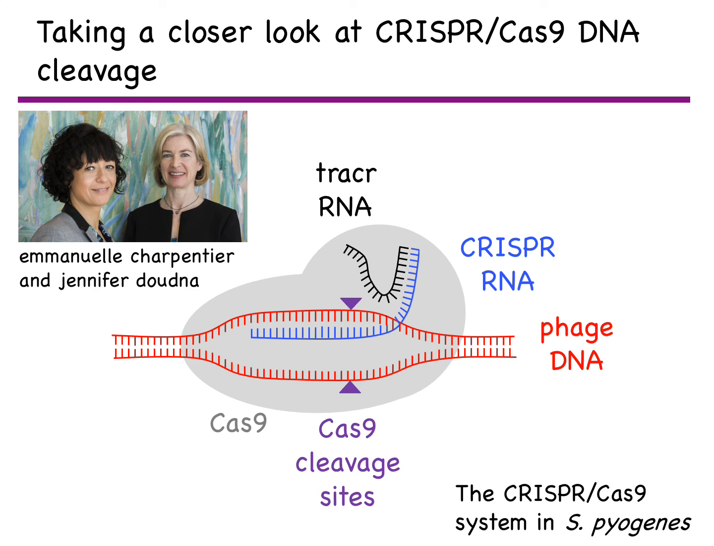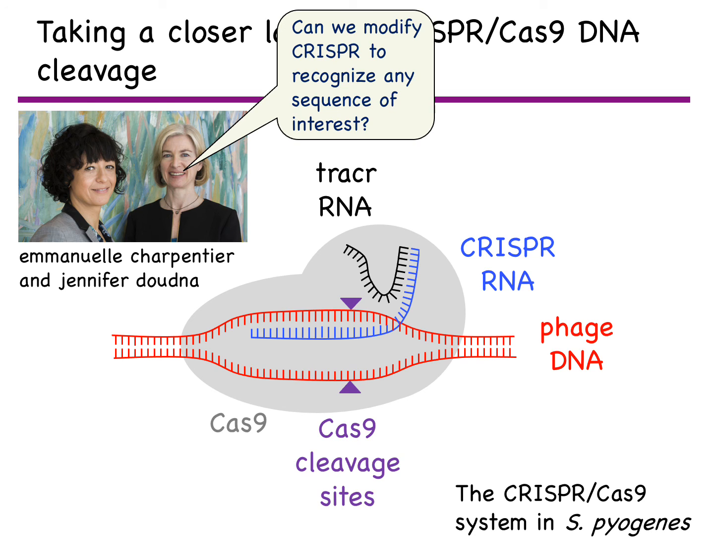Okay, so a lot of the work that was done to characterize how the CRISPR-Cas9 system works in bacterial immunity was worked out by these two individuals here, Emmanuelle Charpentier and Jennifer Doudna. After they discovered a lot of this, they asked two really important questions. One question was, can we modify CRISPR to recognize any sequence of interest? In other words, can we change the sequence of the CRISPR RNA to anything that we desire so it would cut any DNA that we wish to have digested?